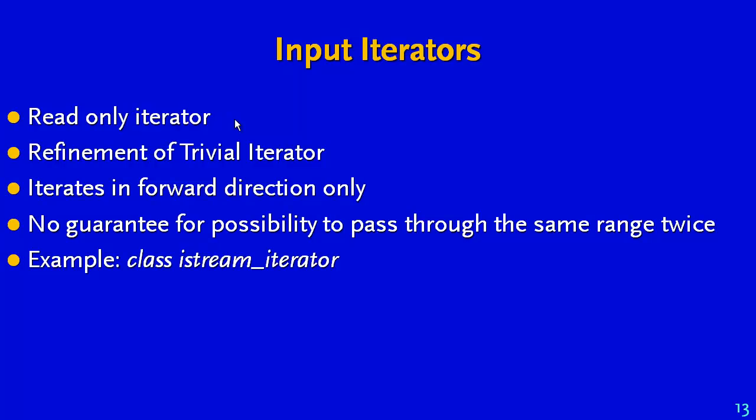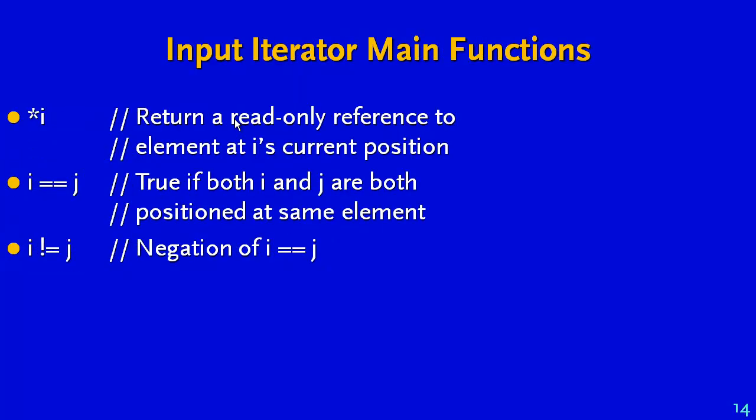Input iterators, these are read-only iterators. We've said it's like a refinement of a trivial iterator. It only goes in the forward direction. The last two remarks are not so important just yet. And what can you do with an input iterator? You can have a read-only reference to an element at I's current position. So the iterator is pointing to something. If you dereference, you get the value. You cannot necessarily change it, and we see in a moment why. These are const iterators in a moment.